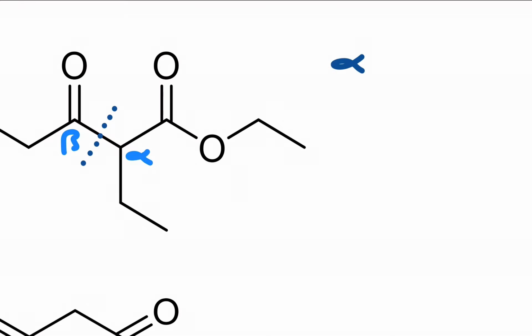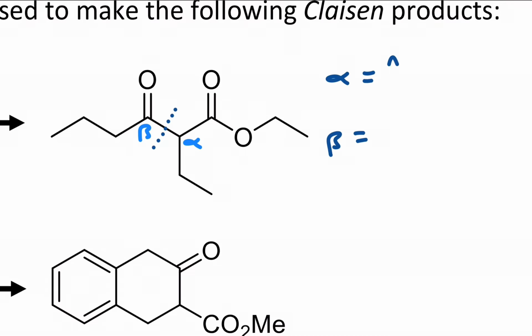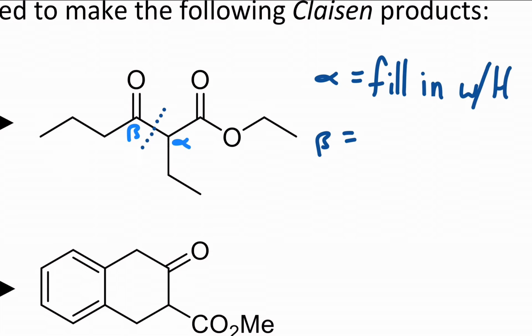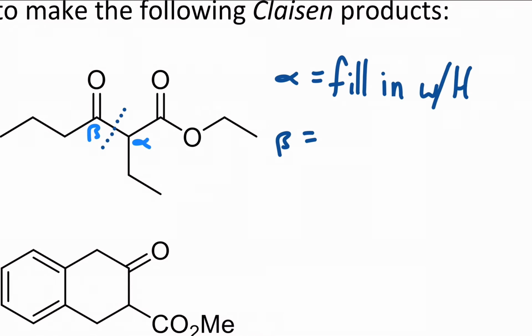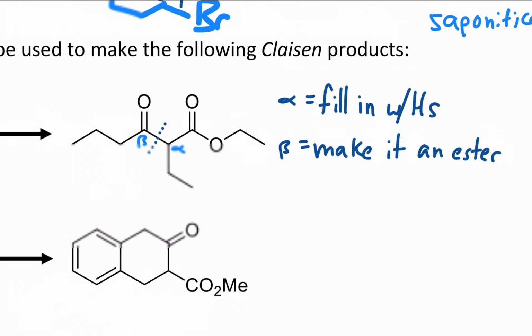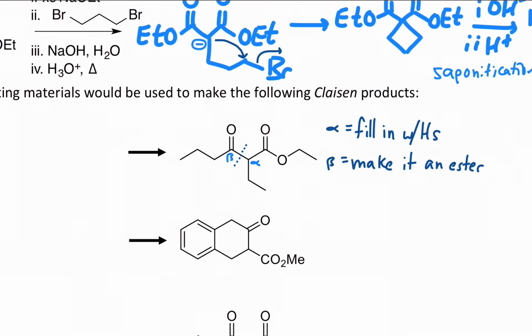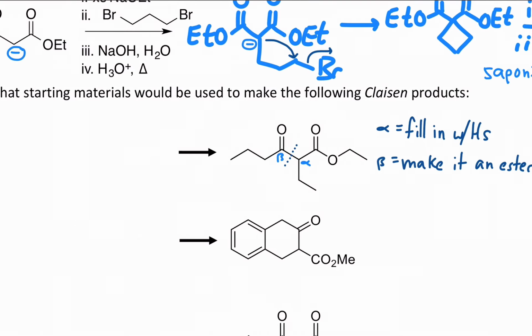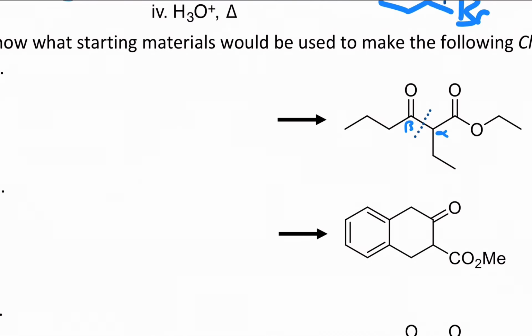And just like in the aldol reaction, that same trick works. The alpha position, you fill in with H's. And the beta position, you make it a carbonyl? Nah, you make it an ester. It already is a carbonyl, but the Claisen comes from 2 esters. So we can redraw all the carbons. The piece on the right, I'm going to draw exactly the same.